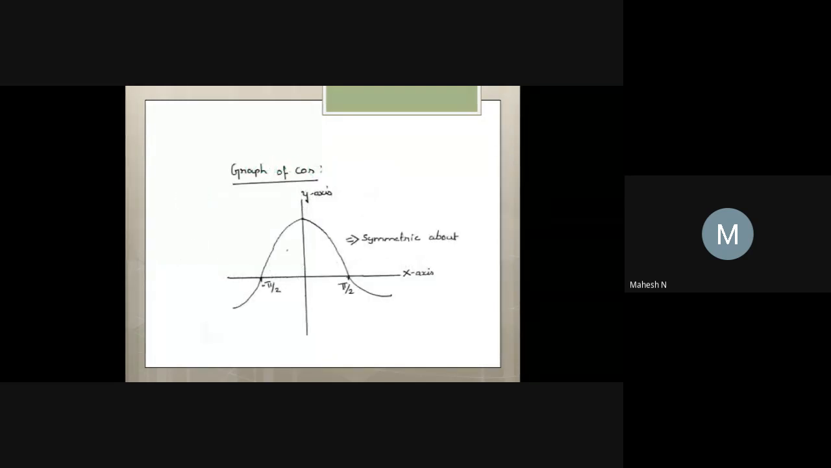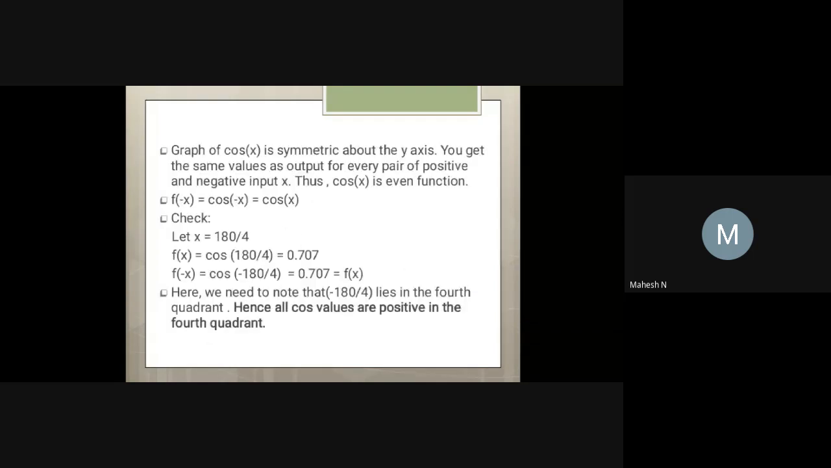Whenever you look at the graph or waveform of cosine, the high point of the graph crosses the y-axis, and that is the cosine curve. If, for example, we take pi by 2 and minus pi by 2, we can understand that they are the same distance but in the opposite direction, and for cosine of x and also cosine of minus x, we get the same value for y. That is, the graph of cos x is symmetric about the y-axis. You get the same output for every pair of positive and negative input x.